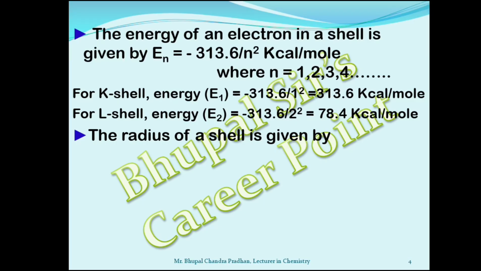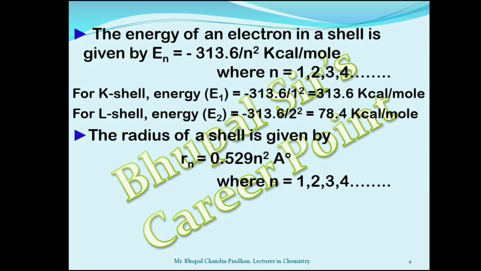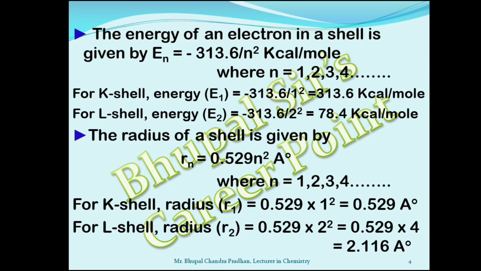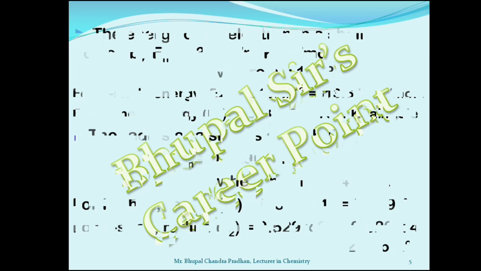The radius of a cell is given by the formula Rn is equal to 0.529 n square angstrom. Here also Z is taken as 1. Where n is equal to 1, 2, 3, 4 and so on. For K cell, radius R1 is equal to 0.529 into 1 square, that is equal to 0.529 angstrom. For L cell, 0.529 into 2 square, that is equal to 2.116 angstrom.